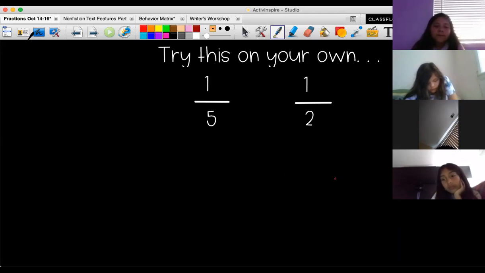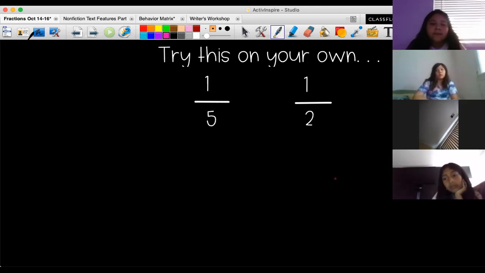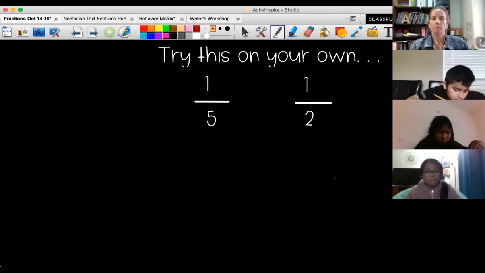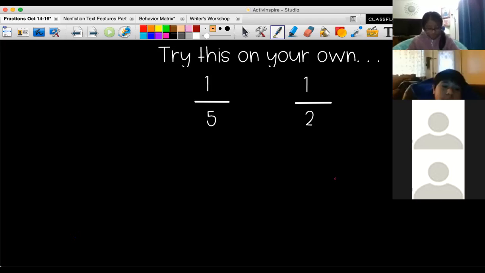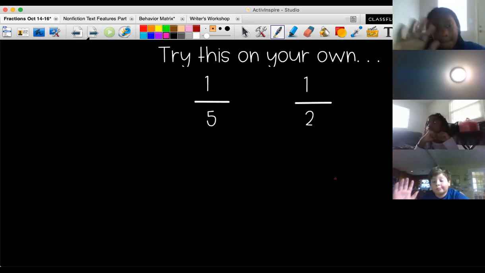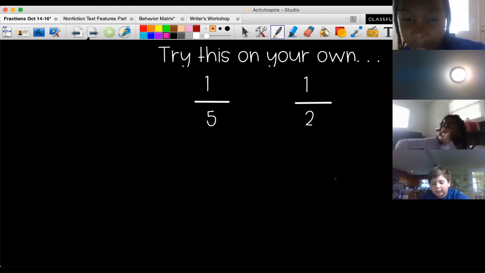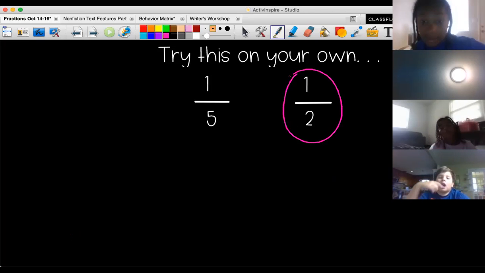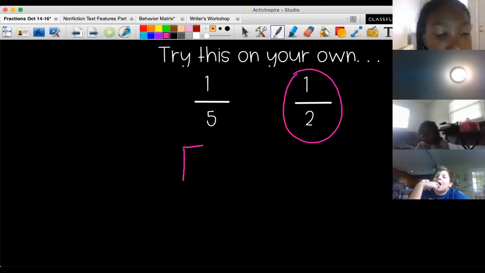1/5. 1/5 is bigger? Did anyone else? 1/2. So 1/2 is going to be bigger, and why is 1/2 going to be bigger? Who can help her out to explain that? Why is 1/2 going to be bigger? Derek. 1/2 is going to be bigger because it's larger. Right? So the pieces are going to be bigger.